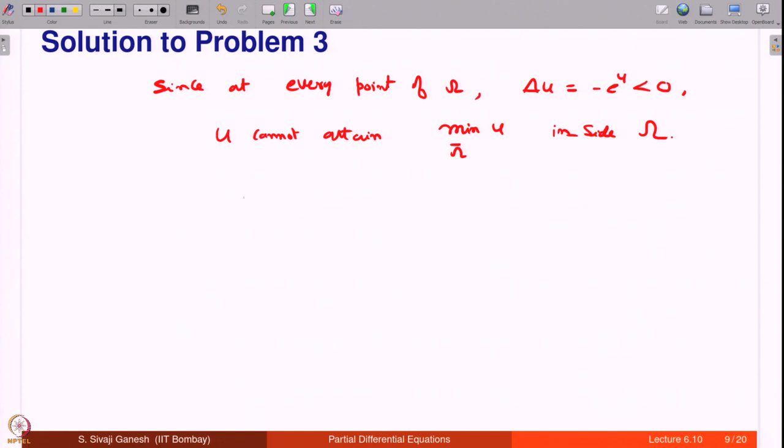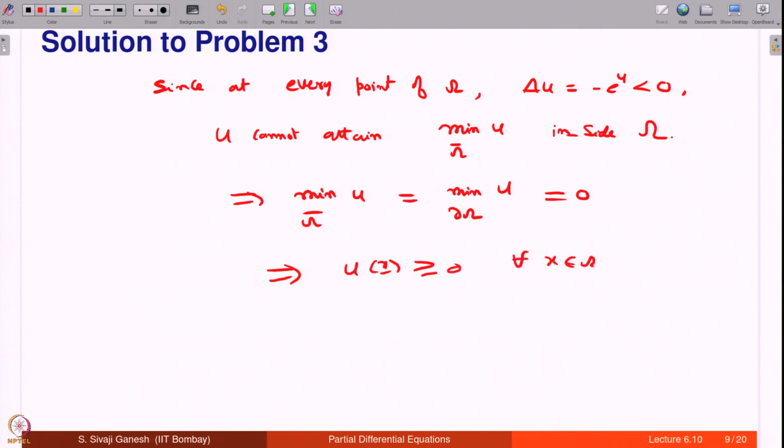But on the boundary of omega, u is 0. So, the minimum of u on omega bar is the same as the minimum of u on the boundary of omega, but that is 0. But saying that the minimum of u on omega bar is 0 is the same as saying that u is greater than or equal to 0 for all x in omega. So, this is a problem featuring Laplacian, but the solution needs knowledge of only maxima and minima in multivariable calculus.